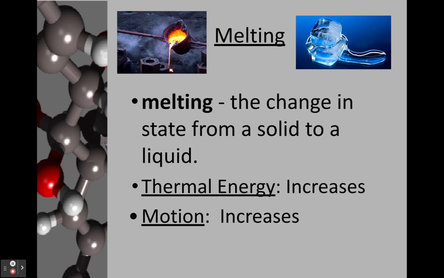All right, our first one. So melting. Melting is the change in state from a solid to a liquid, whether it's solid gold going into liquid gold to make a new type of jewelry, or whether it's ice going from a solid to a liquid form. The thermal energy increases, and you'll add this to your paper, and the particle motion increases as well. So once you add energy, everything starts moving.